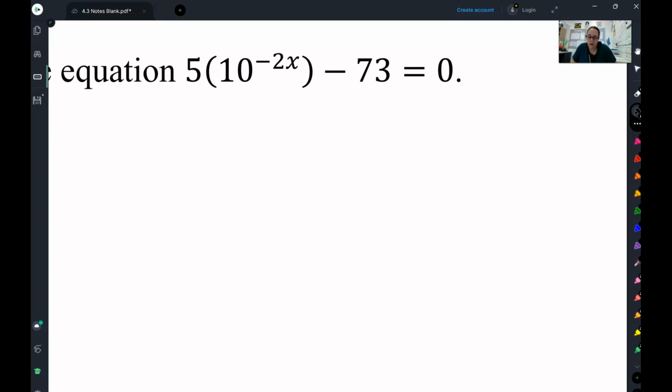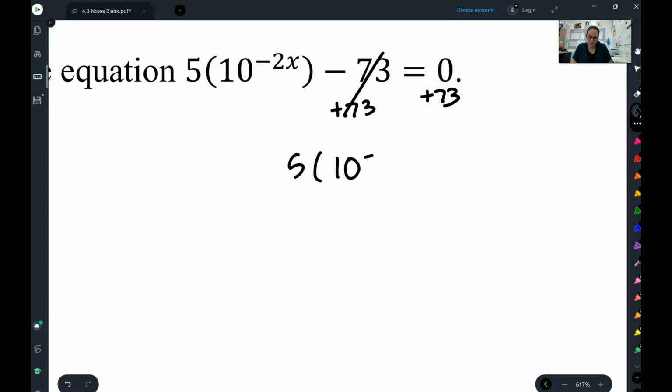Okay, now the first thing I would notice about this one is it looks pretty different than the other ones. Since I've only got one exponential here, my first instinct would be to try to get that exponential by itself. So let's add 73 to both sides. So I have that. Now remember, I can't multiply those together because the exponent's attached to the 10. However, I can divide by that 5.